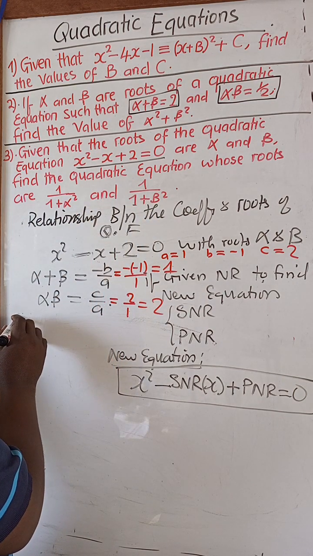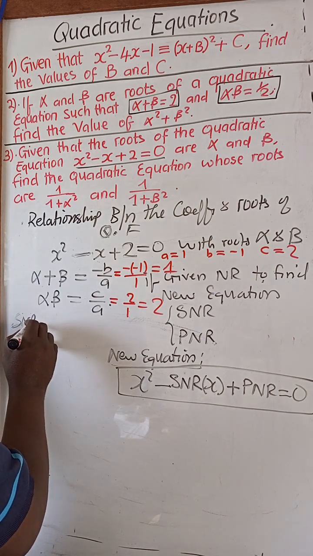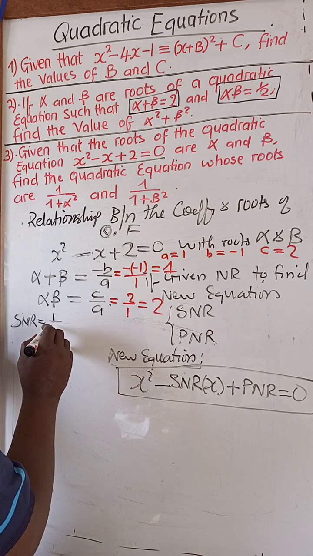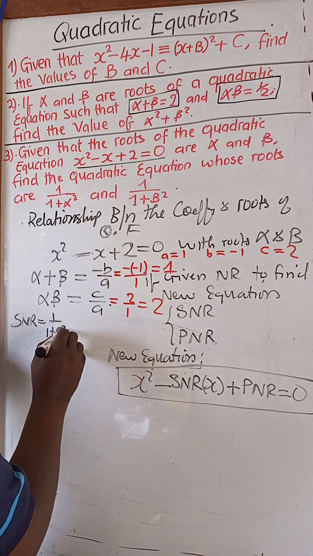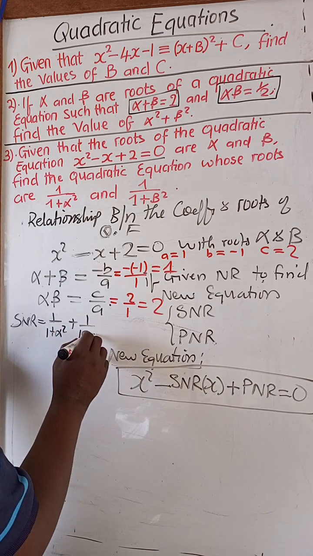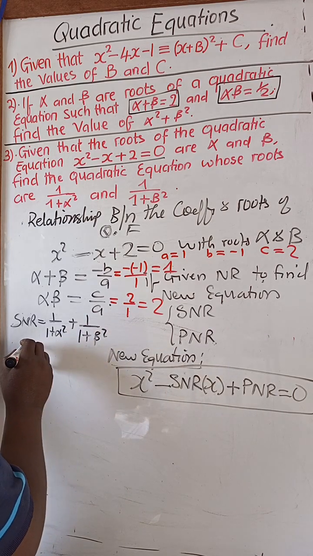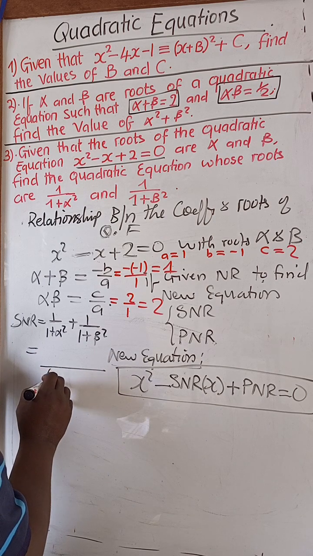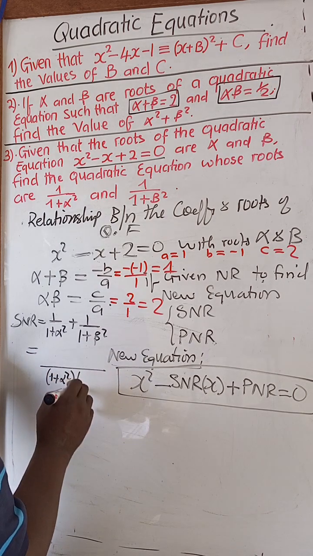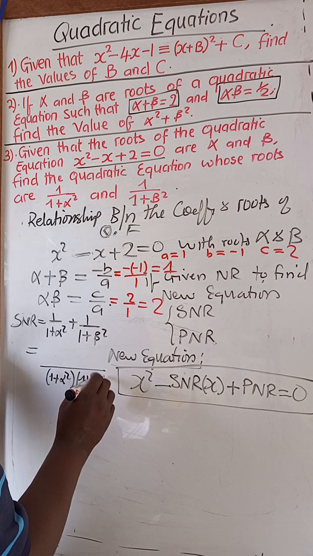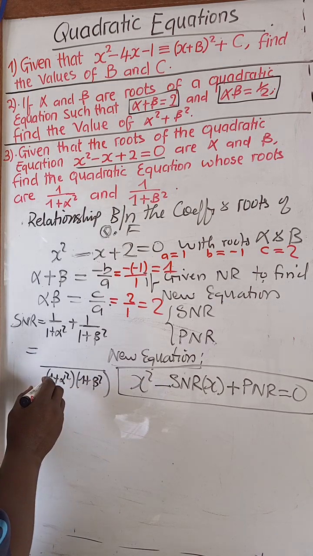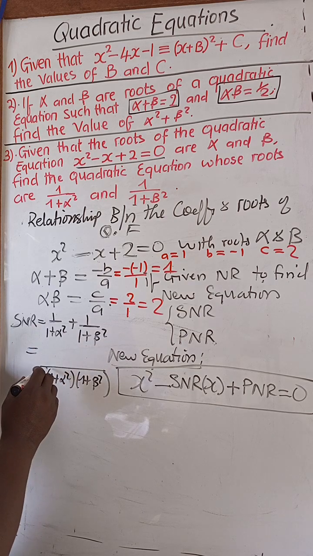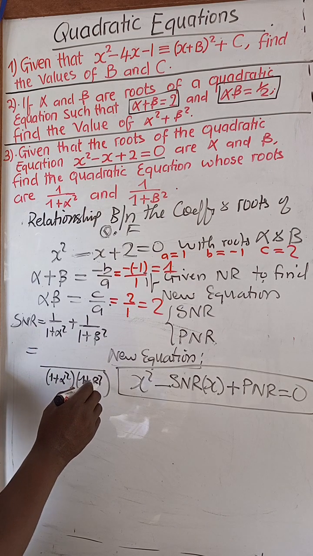So, sum of new roots will be equal to 1 all over 1 plus alpha squared plus 1 all over 1 plus beta squared. Okay? This will be equal to the LCM, which is just their product, 1 plus alpha squared multiplied by 1 plus beta squared. This product divided by 1 plus alpha squared, the 1 plus alpha squared cancels, we are left with 1 plus beta squared.